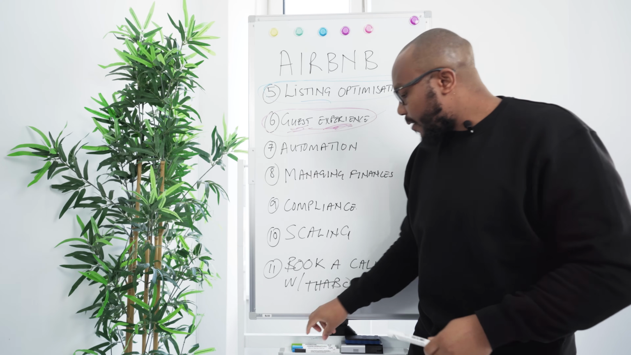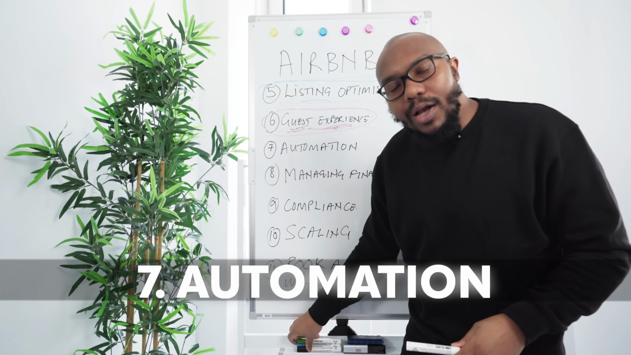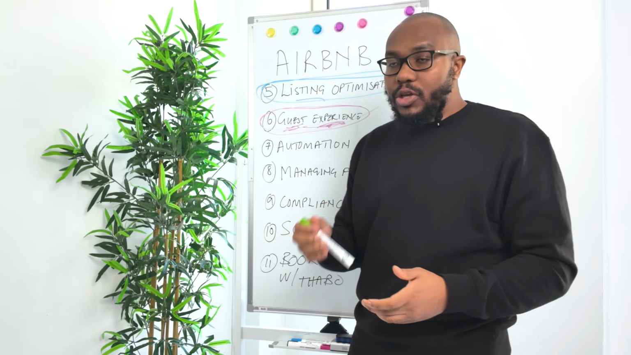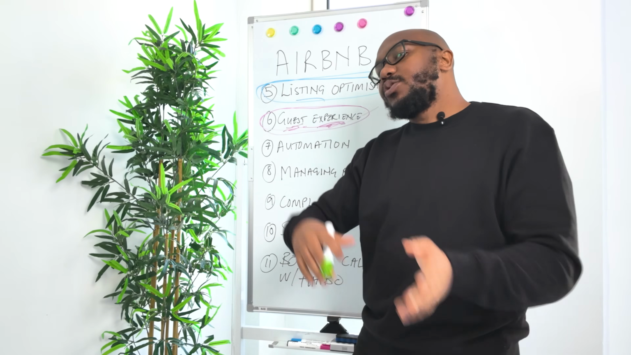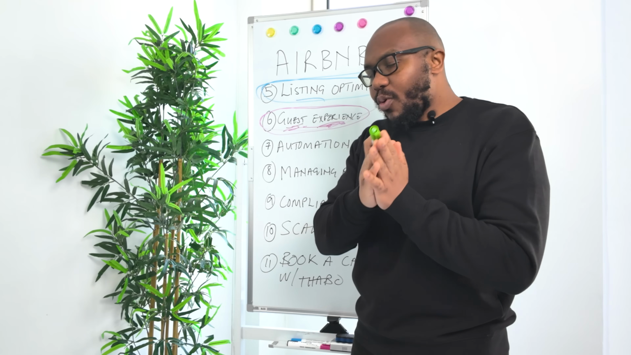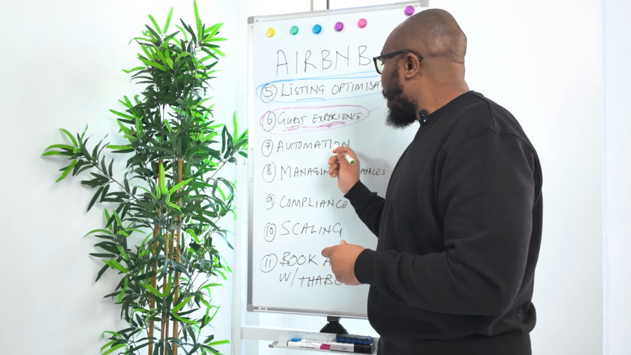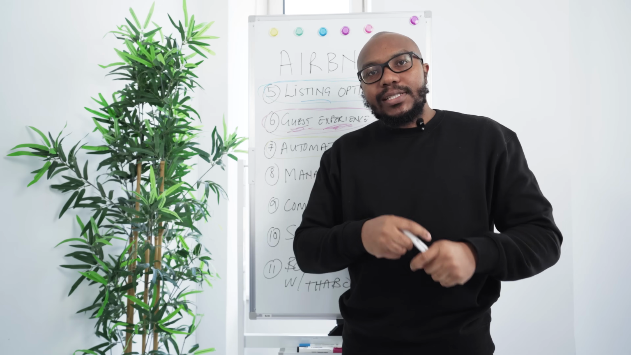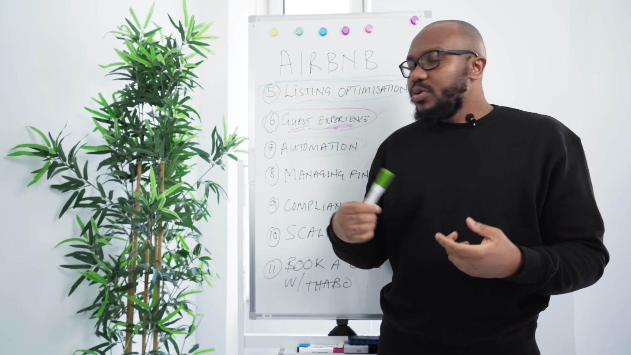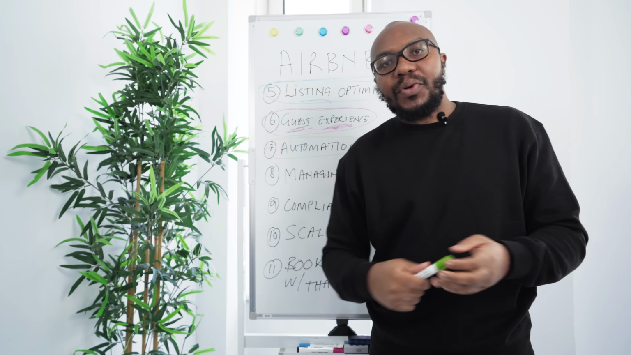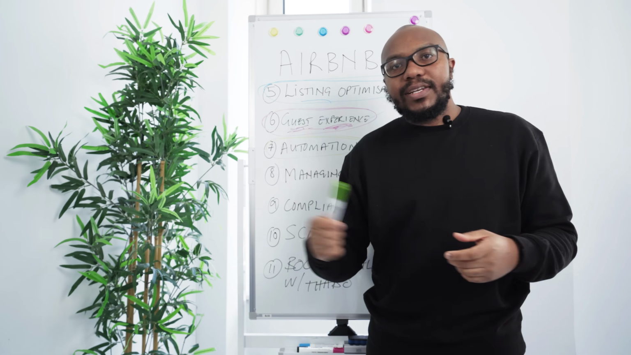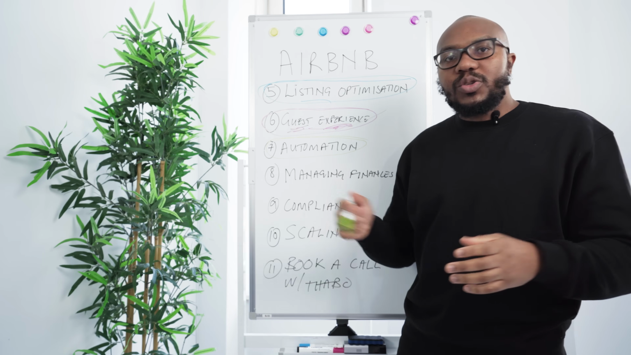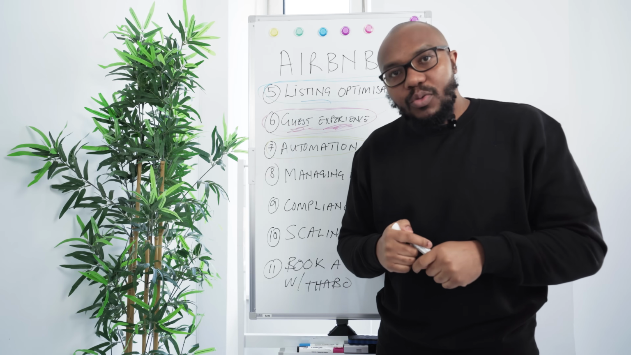Then the next one after that is automation, because you want to automate this business from start to finish. So when a guest books, you want automated messages to go out. For automated messages, you can use things like a channel manager. You can also use dynamic pricing to do all the heavy lifting in terms of pricing the property for you. So this is automation. You can use WhatsApp groups.